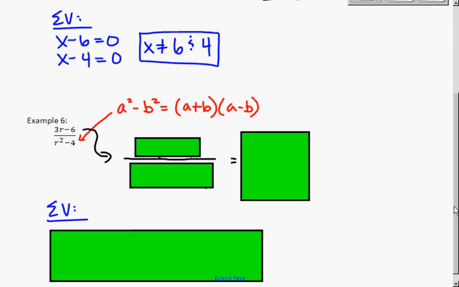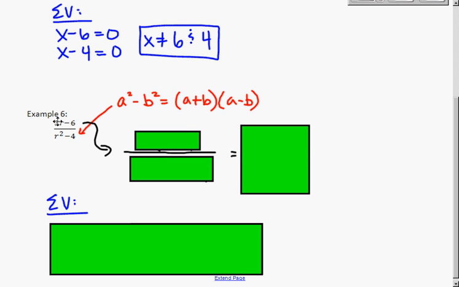Example 6. Looking at our problem here, in our numerator we can factor something out. We should be able to factor out a 3. When you factor out a 3, you're left with r minus 2. Take a 3 out, we're left with r. Take a 3 out of the negative 6, we're left with negative 2. Factored out a 3, simplified that.